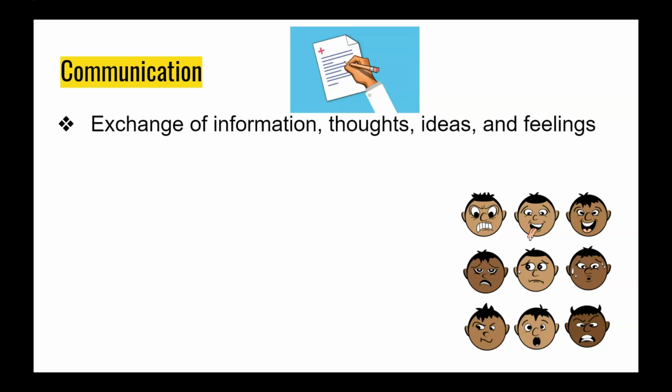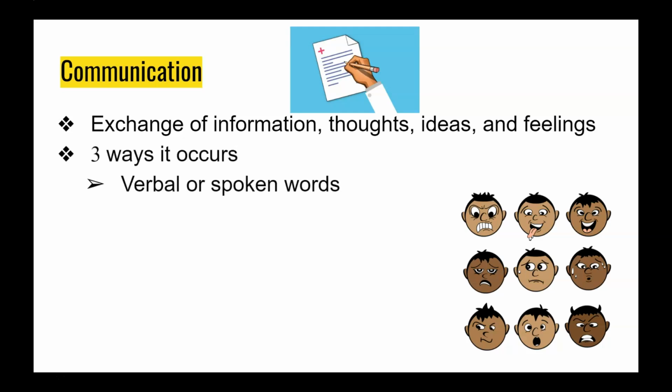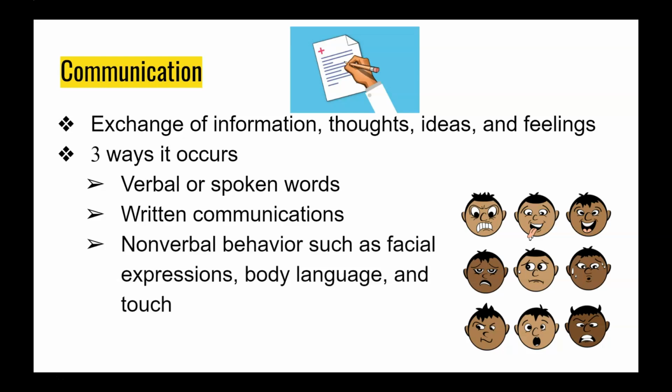So, of course, communication is the exchange of information, thoughts, ideas, and feelings. And there are 3 ways that it occurs. There's verbal or spoken words, there's written communication, and there's nonverbal behaviors such as facial expressions, body language, and touch. Today we are focusing more on the verbal and spoken words, and we will talk about written communication and nonverbal behavior in future lessons.